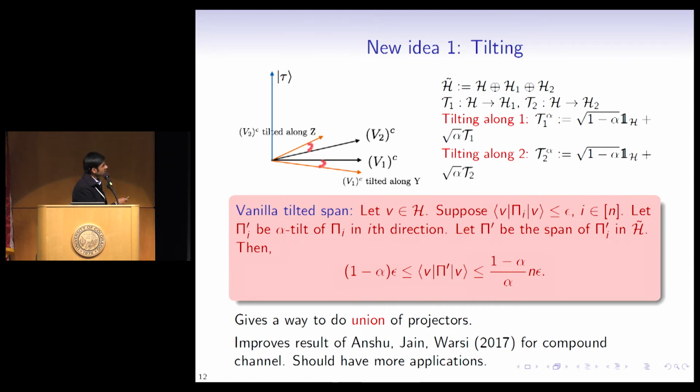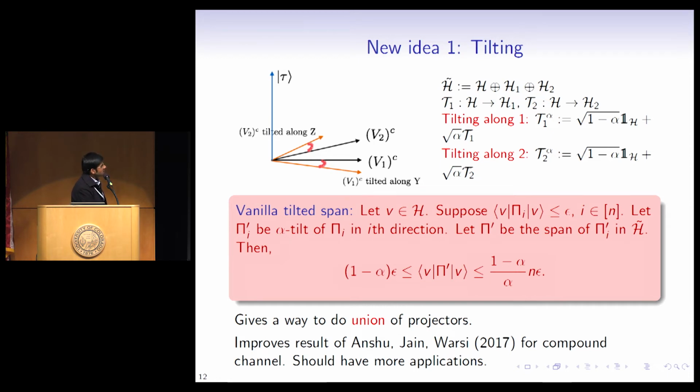So this is something that we call vanilla tilted span. What this means is, let us consider a state V in H. In our running example of MAC, this V is nothing but the state tau. If I project V on pi and succeed with probability at most epsilon, where pi_i is the projector such that trace of pi_i times ket V bra V is less than or equal to epsilon.